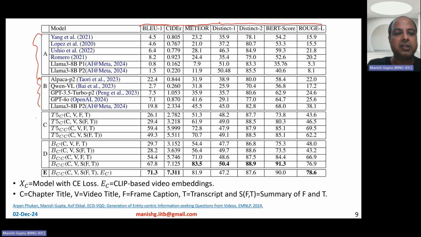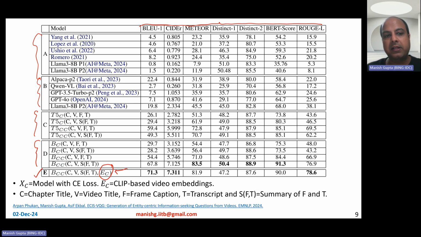We basically show results with our T5 model in block C. We show results using the BERT model in block D. And lastly, block E essentially is our best model, where we also use the CLIP-based video embeddings, with the cross attention and so on, right?